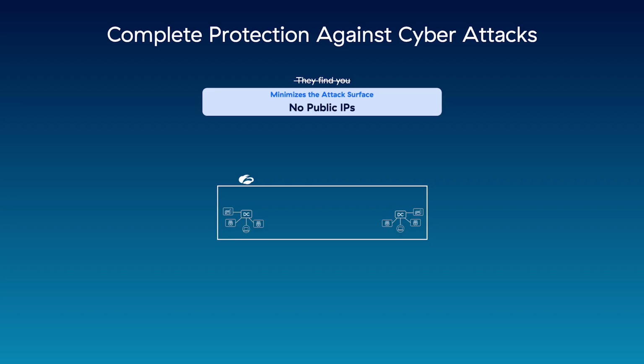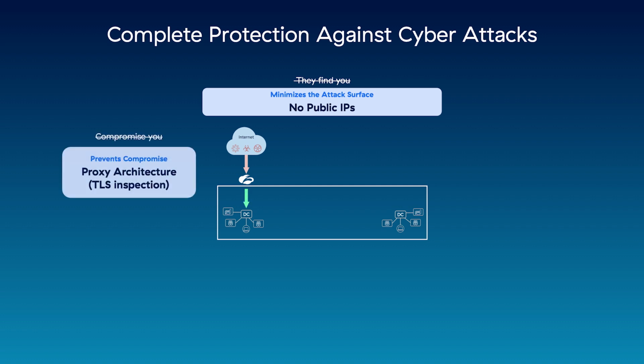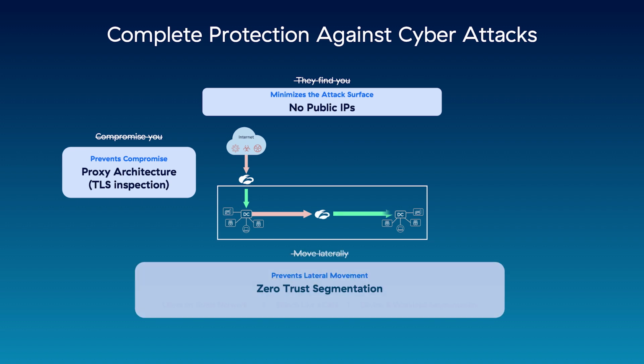Imagine you have no public IPs. Imagine every application's hidden behind a cloud and exchange like Zscaler. If you don't have an attack surface, you won't be breached. Number 2, we are a proxy-based architecture. We can inspect all TLS SSL traffic and find threats hidden behind it, so we prevent compromise. Number 3, this is the most important part, especially for today's discussion, being able to do zero trust segmentation.